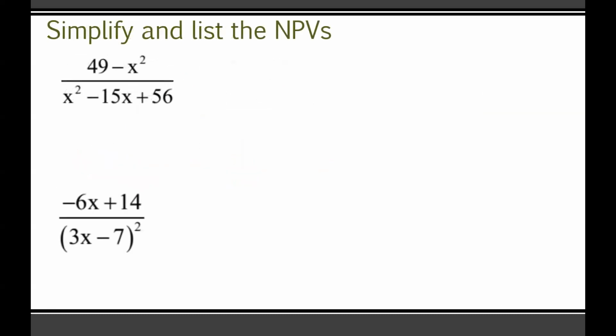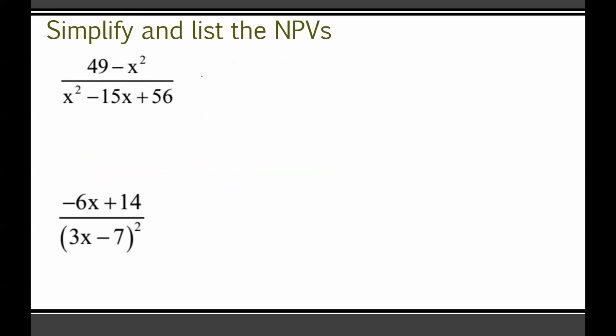Okay, so we're going to simplify and list the NPVs for the following rational expressions. We're going to do these together, but I want you to think, before I do them, what kind of factoring strategy we'll want to use for each one. Let's first investigate this first one here. Just take a look at it for a second. Look at the top and look at the bottom. Think about how we'll factor the top and think about how we'll factor the bottom.